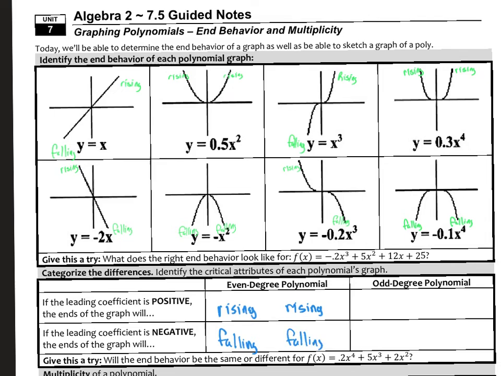When we have an odd degree polynomial, x to the first, x to the third, x to the 11th, any of those, you're going to be falling on the left when the lead coefficient is positive and rising on the right. And then when lead coefficient becomes negative, that flips. We have rising, falling.